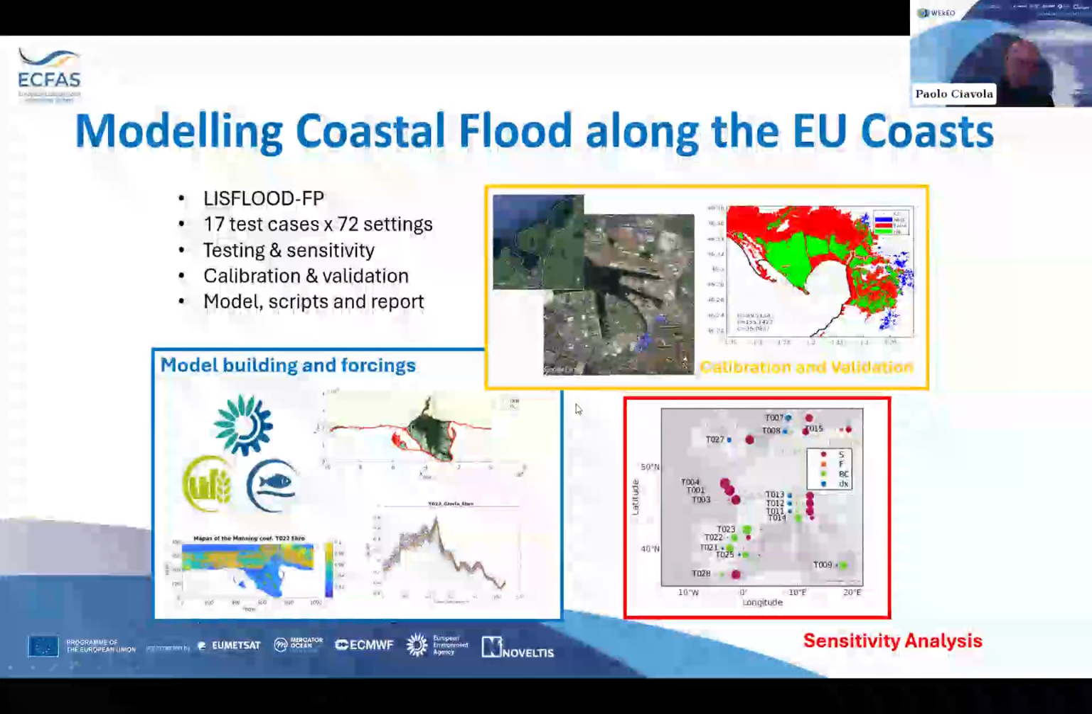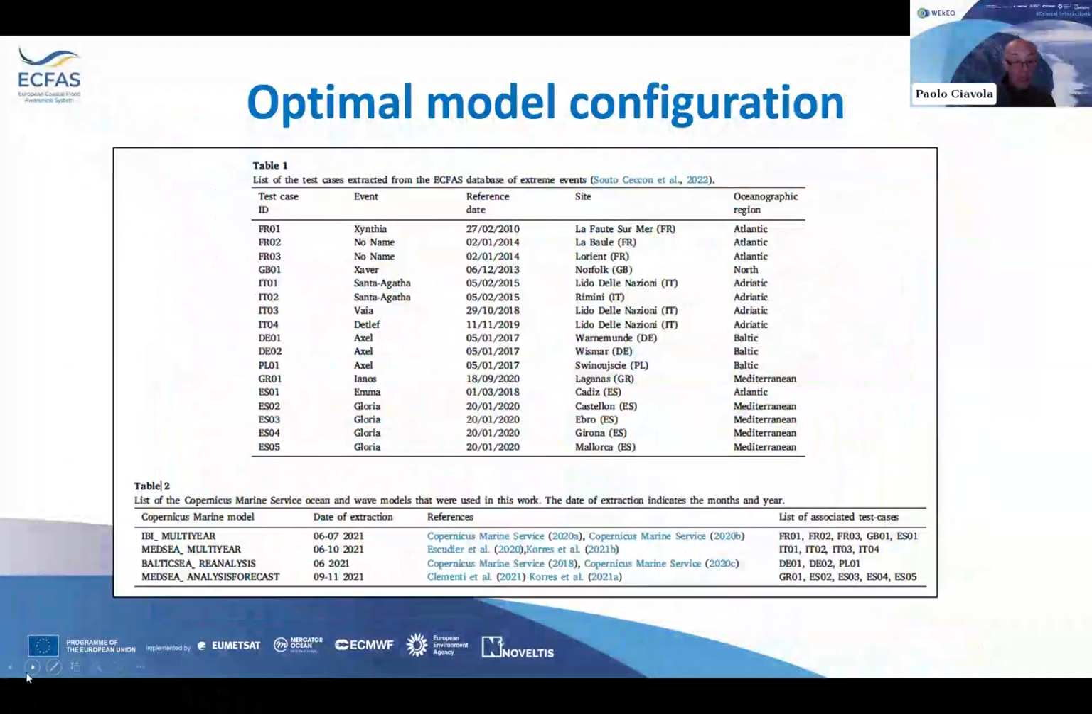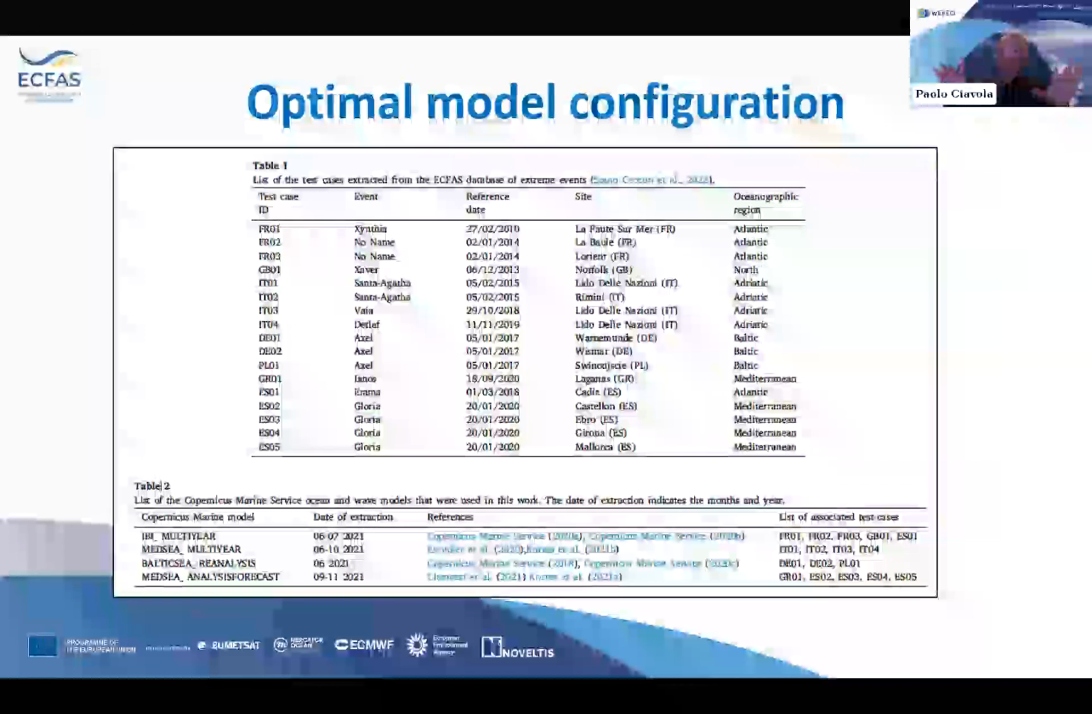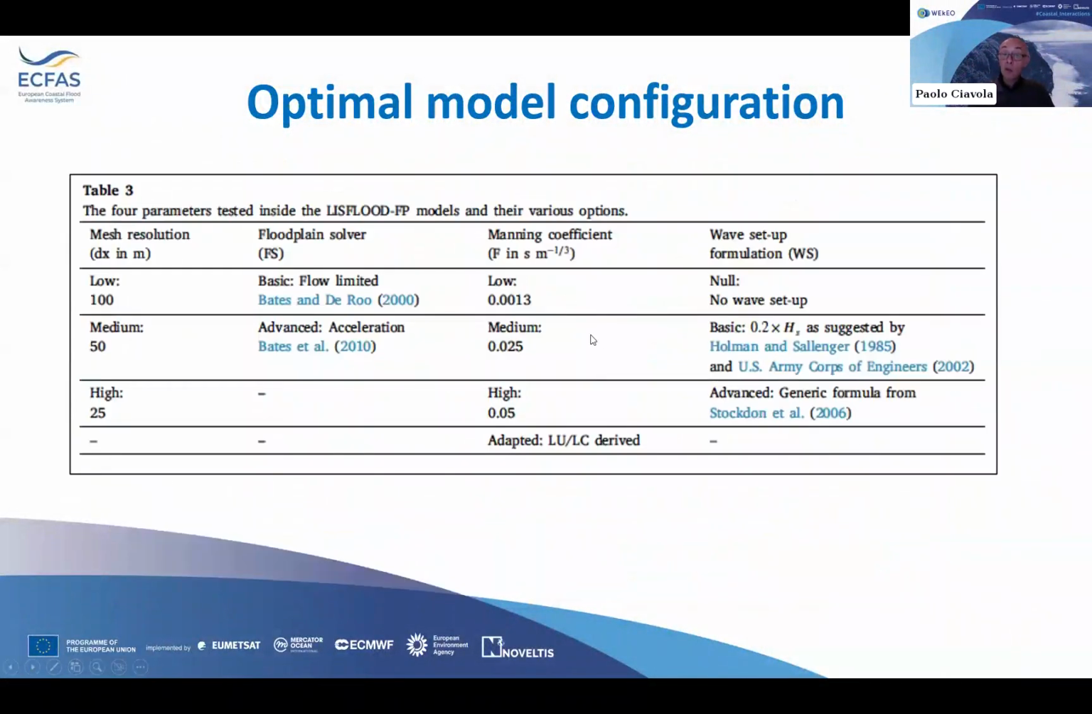Then for a number of cases that you can see here, we did calibration and validation. We did a sensitivity analysis to choose the best and most reasonable model setting at this scale. I will show you one example, but they can all be traced. These are the cases we worked on. You can see they're scattered a little bit around Europe. These are the storms that we tested.